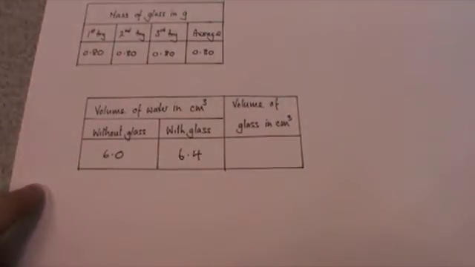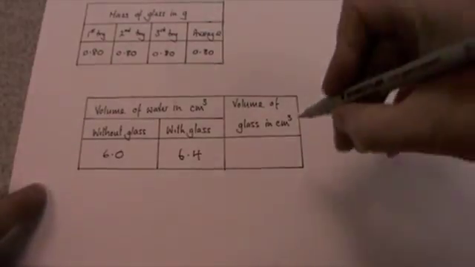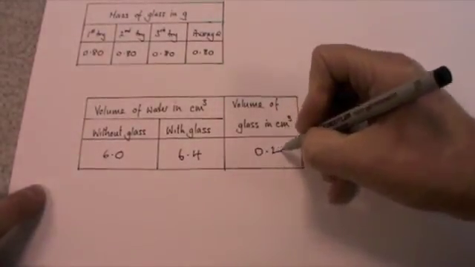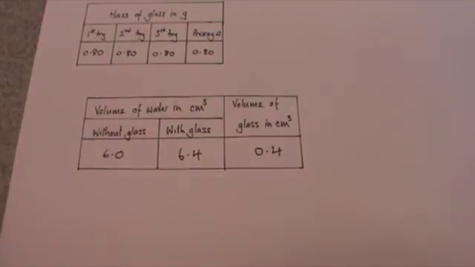So to work out the volume of the glass, I need to subtract my two measurements. So 6.4 take away 6.0 gives me 0.4 centimeters cubed for the volume of my glass.